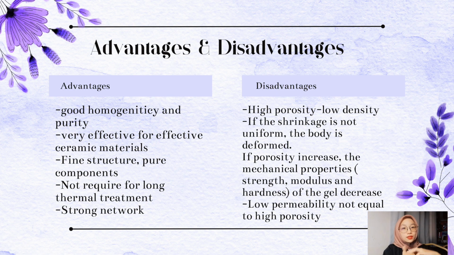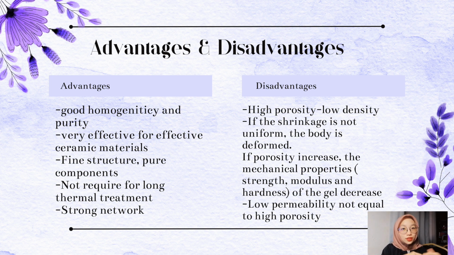Now let's discuss the advantages and disadvantages of this sol-gel method. The advantages are that it gives good homogeneity and purity. It is very effective for ceramic materials, giving a fine structure and pure components, it does not require long thermal treatment, and it also gives a strong network to each of the atoms and molecules in the ceramic.